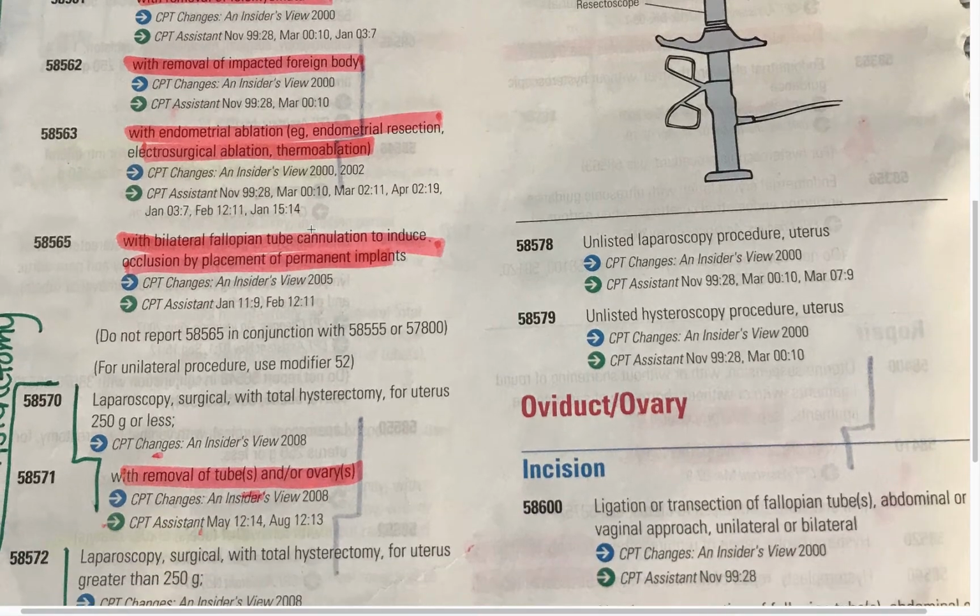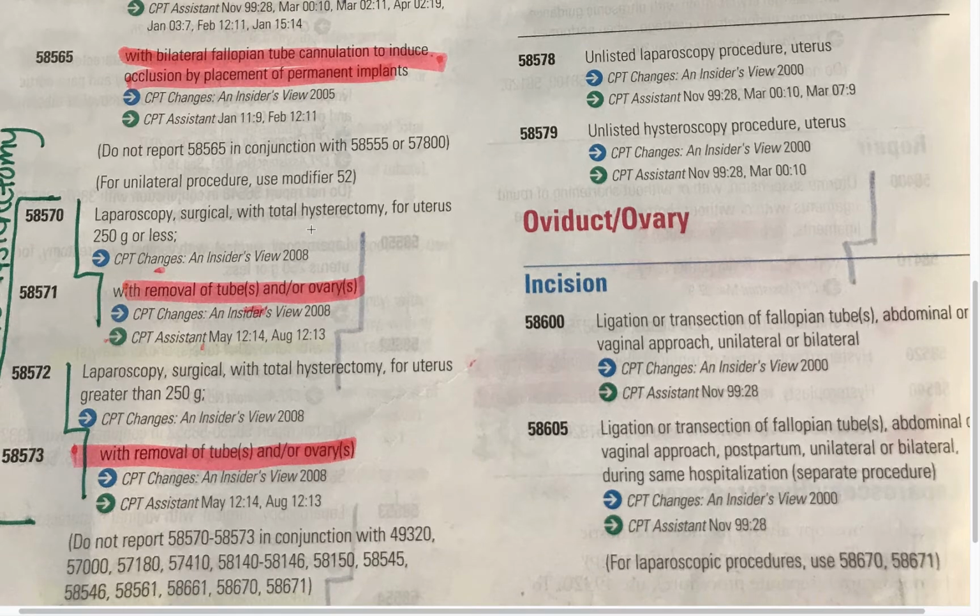Then I have bracketed, you can't really see the bracket, but I have bracketed from 58570 to 58573 for the laparoscopic hysterectomy. These are the total hysterectomies. The first two codes, 58570 and 58571, are for a uterus 250 grams or less, and 58572 and 58573 are for a uterus 250 grams or greater.